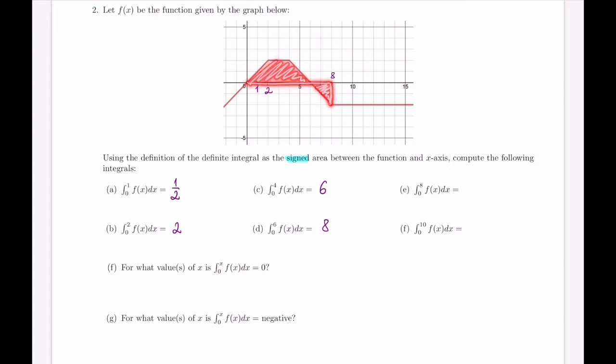We notice that we have just counted the area between 0 and 6 to be 8. So I can say that this area is going to be 8 minus whatever happened between 6 and 8. So minus this little bit, which is a little triangle whose area I can count easily, and I can see that it's equal to 2.